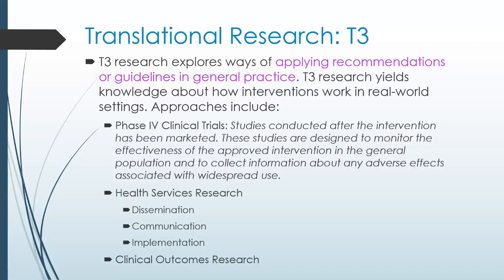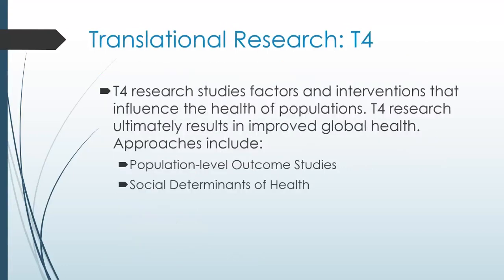This kind of research could be health services research, which involves dissemination, communication, implementation, and it also includes clinical outcomes research. And then finally, there's T4 research, and that looks at interventions that influence the health of populations. And so that's looking at a much broader level, often the sort of thing that the School of Public Health will do, population level outcome studies, so very large studies in populations, and looking at the social determinants of health. So now you've seen the broad range of translational and clinical research that we do.